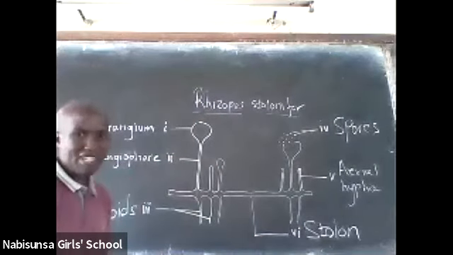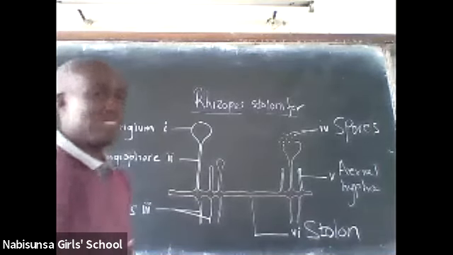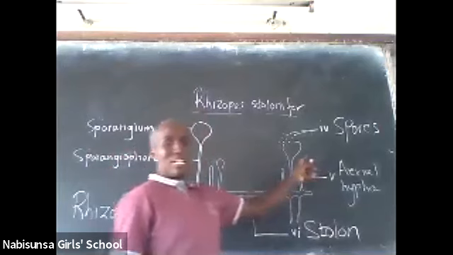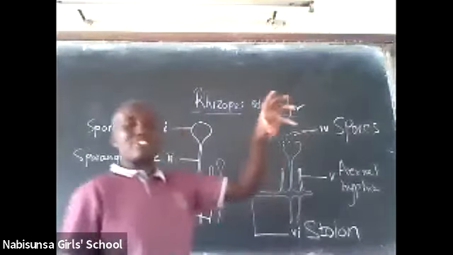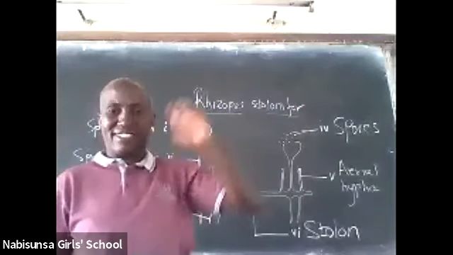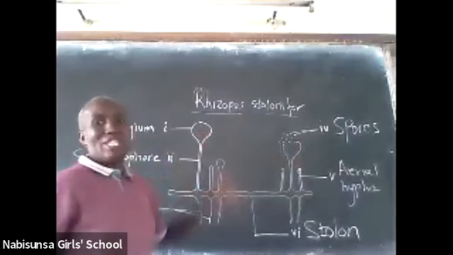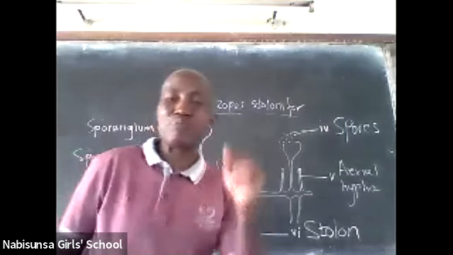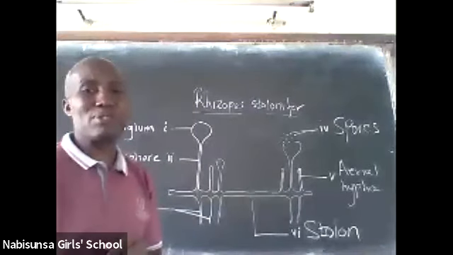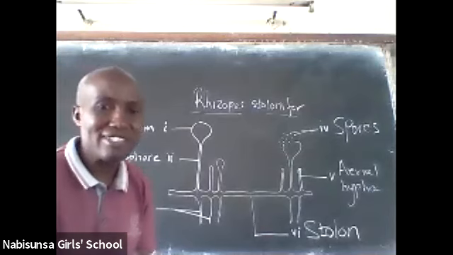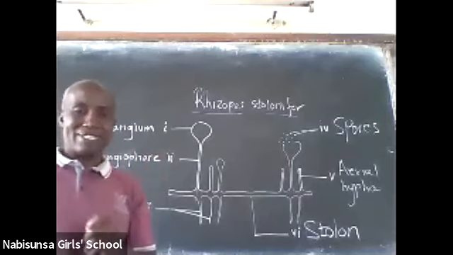Okay. I can see some hands. Let me first finish this. We have said these organisms reproduce by means of spores. The spores are produced and stored in a case. That case is called the sporangium. So the sporangium can also be called a spore case. Someone is actually putting it in the chat there. So the sporangium that we see here contains spores.